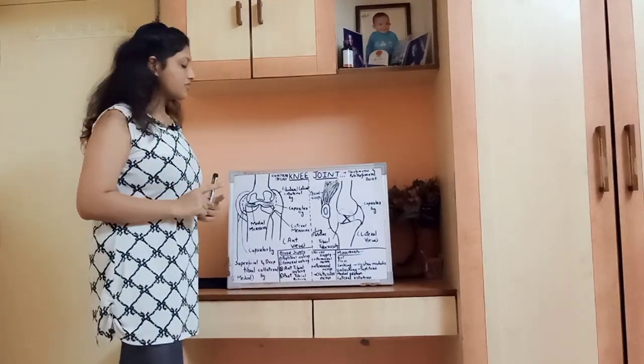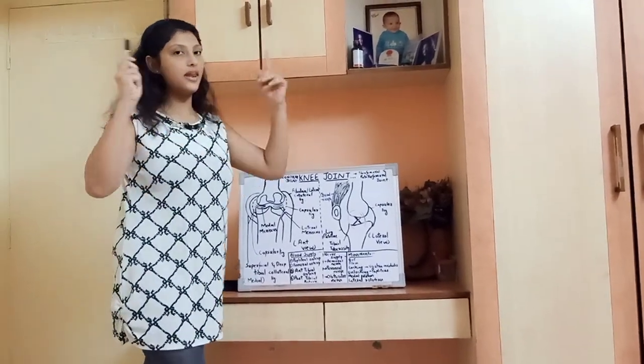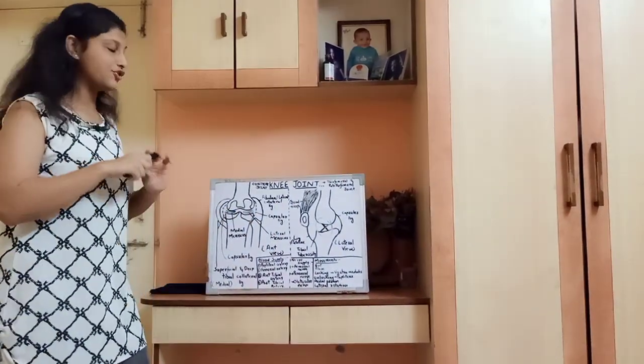Okay. So first of all, I am talking about the collateral ligaments. Collateral means side to side. One would be on the medial side, the other on the lateral side. Similarly, the names of the ligaments are the same way: medial collateral ligament and lateral collateral ligament. Medial collateral ligament, let me show you.